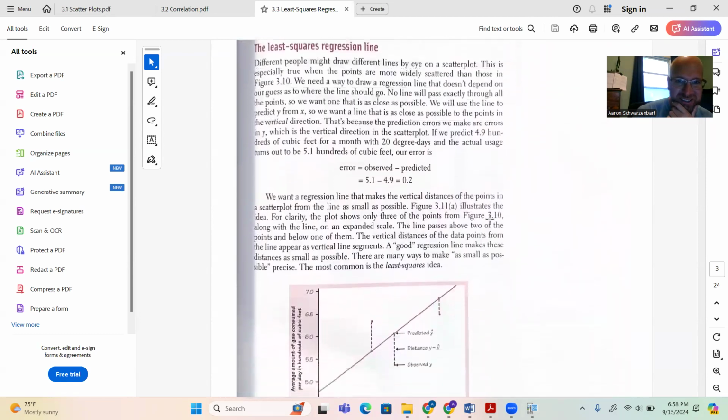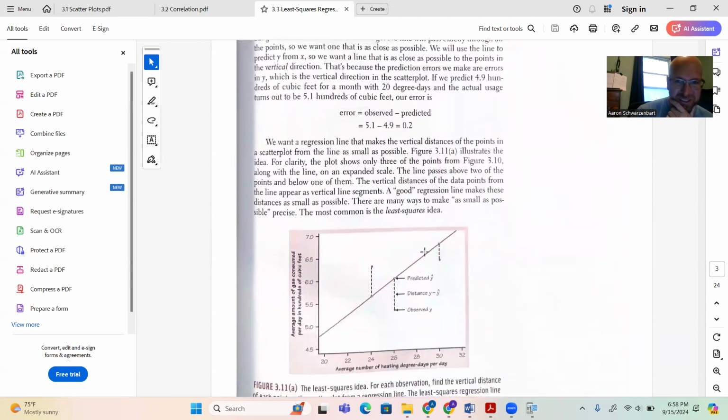Okay, there is a distance from the actual predicted to the observed. The idea with the least squares regression line is we are going to take this distance here, known as the residual. That one above the line is positive. This one is a negative residual. It's another negative residual.